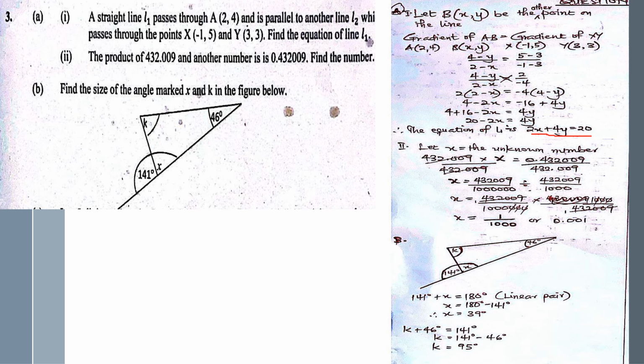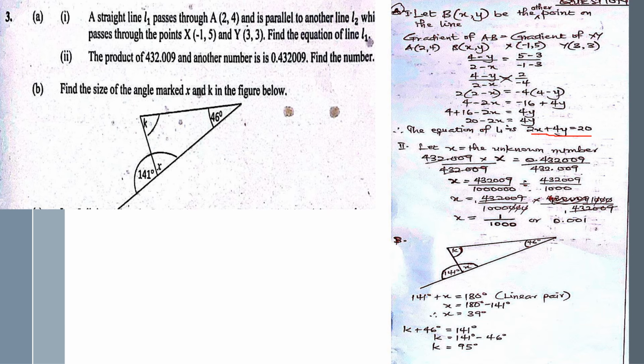So the product of 432.009 and another number is 0.4320009. You have to find the number. So this is multiplication. You express them as fractions and then you multiply them. So x will be 1 on 1000 or 0.001.